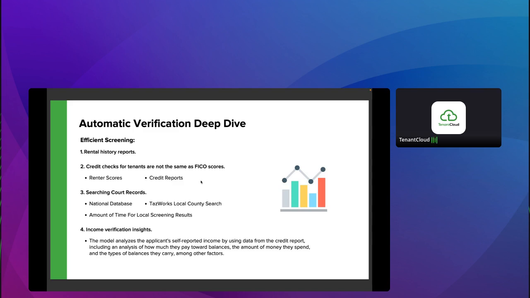The automatic side of things. To do an efficient screening process, you want to, of course, one, look at rental history reports, right? You also want to do credit checks for tenants, but you have to realize that credit checks for tenants are not the same as FICO scores. FICO scores and Vantage scores are two different types of scoring models. And then even within those, they have Vantage 3.0, FICO 8.0, etc. And the different models are actually for different reasons, and they're used by different industries for those different reasons.